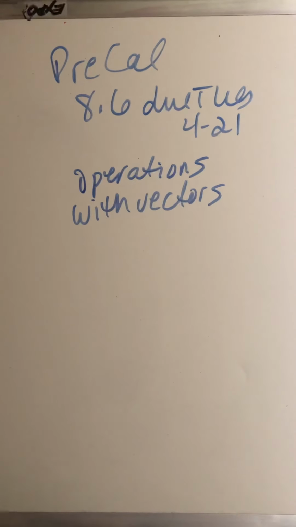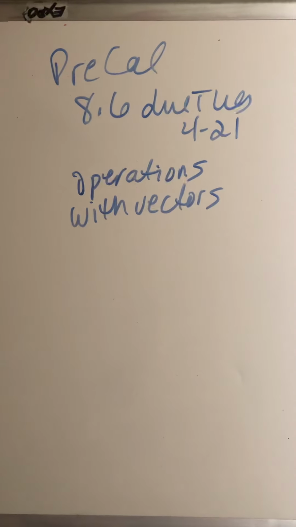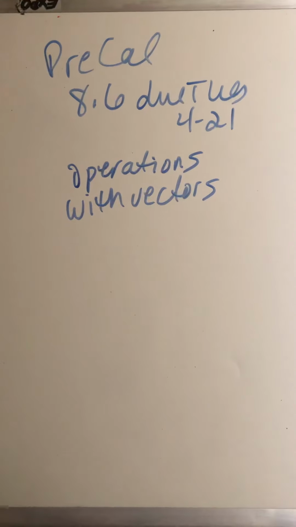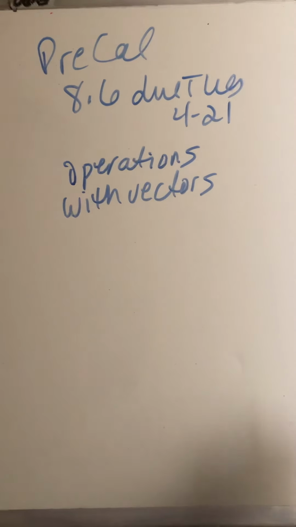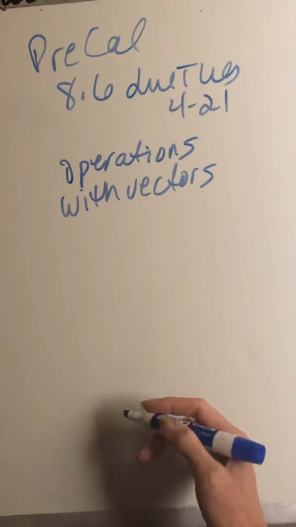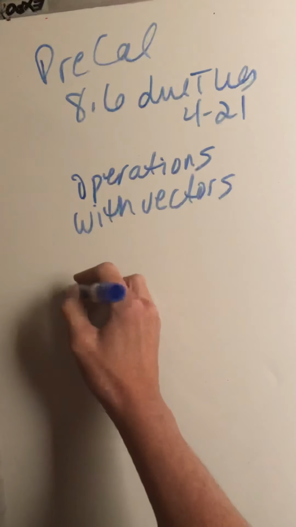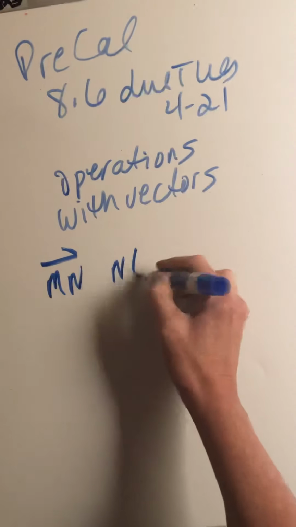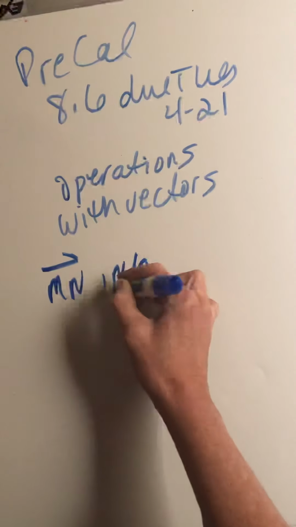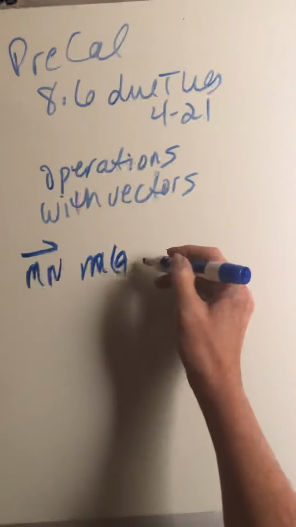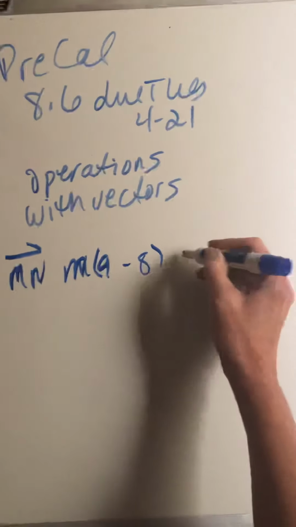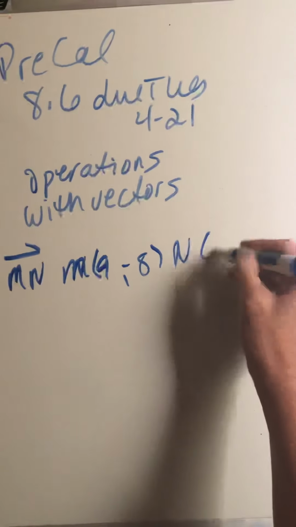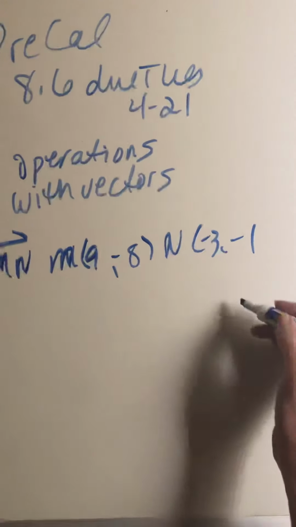So this is for 8.6. This is the last section in chapter 8. It's operations with vectors, just different kinds of things you're going to do with vectors. So one thing you're going to see is you're given a vector MN with an initial point 9, -8, and then terminal point -3, -1.